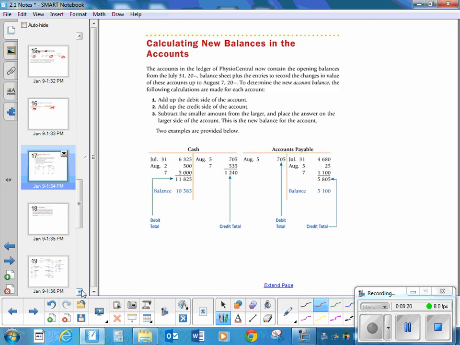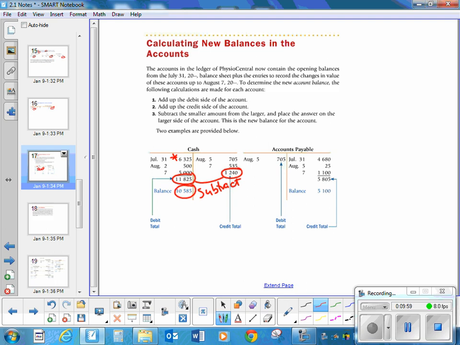Calculating new balances. Now, when we put all of these transactions together, we want to find out at the end how much money is in each account. If we look at the cash, we take everything on the debit side and we add it up to get $11,825. We take everything on the credit side and add it up, we get $1,240. We need to subtract these numbers to find out what our new balance is going to be. And remember how we said that cash has a normal debit balance? That's how come the balance is going on the debit side.